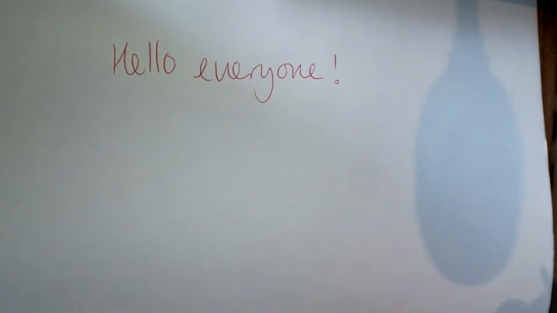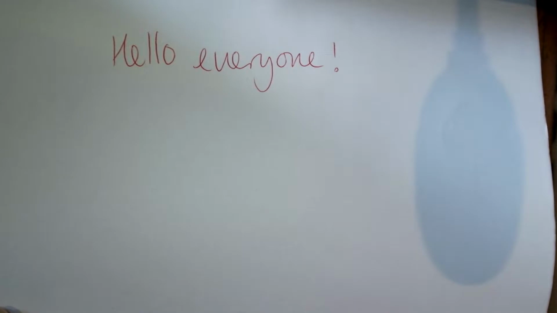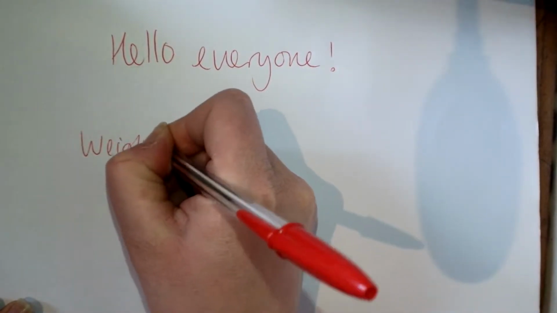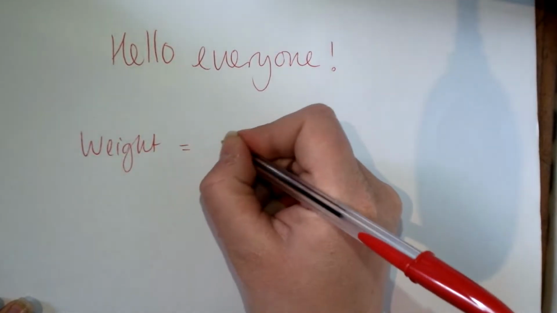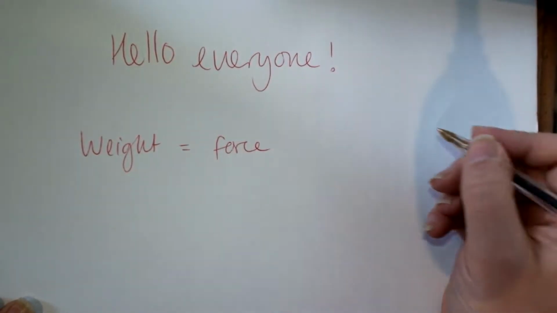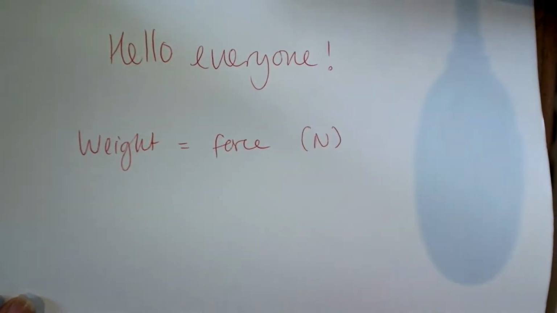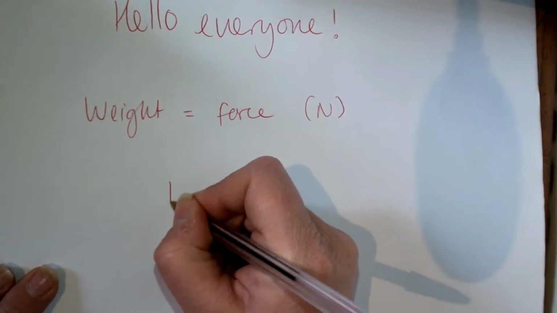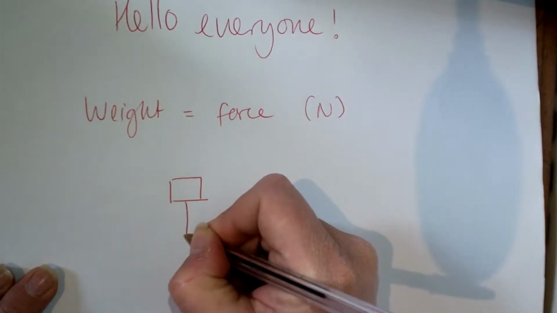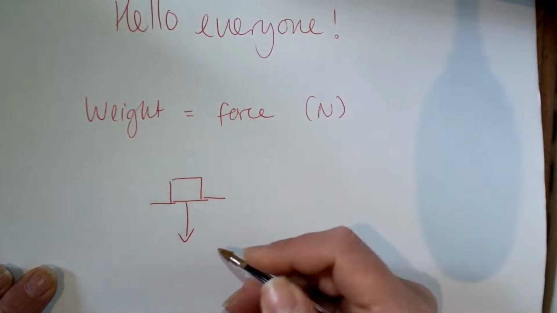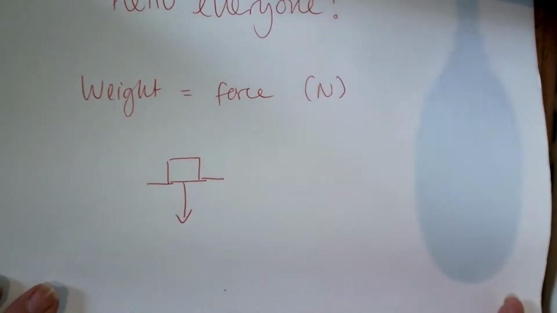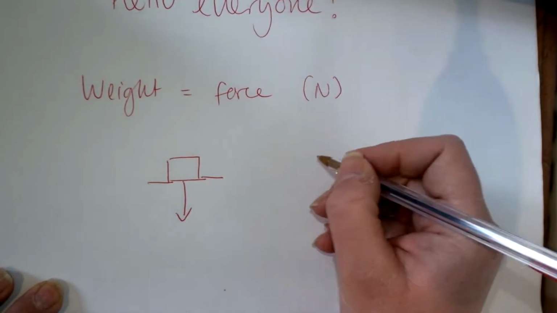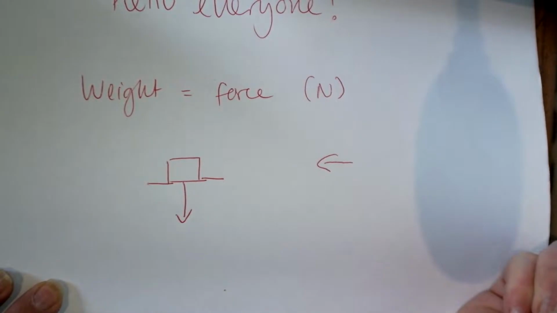Okay, so the first thing that was problematic is what weight is. Weight is a force, so therefore it is measured in newtons. Now, when we draw weight on a diagram, so if I have a block like this on a table, we always draw it going downwards. What I saw a lot of in the test was people drawing weight going in that direction.